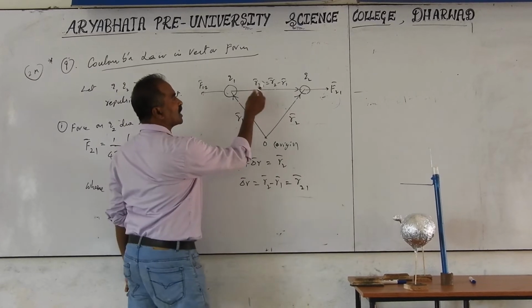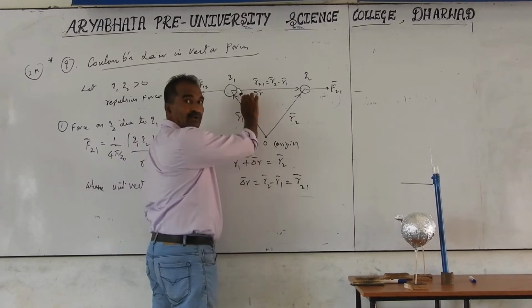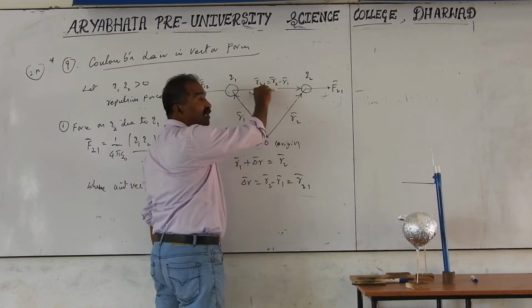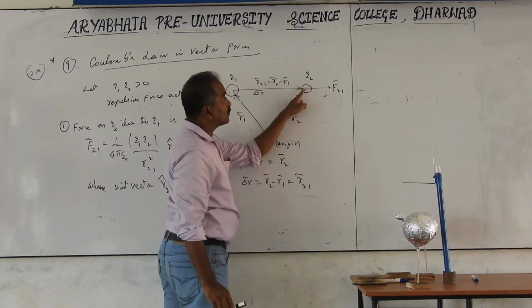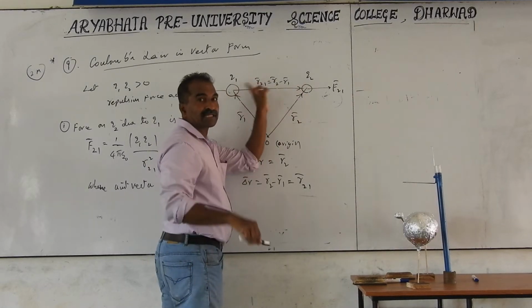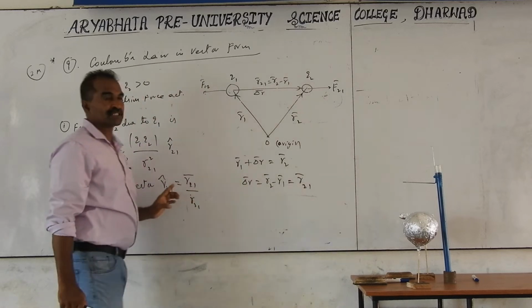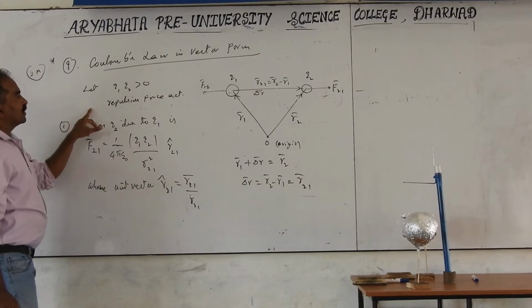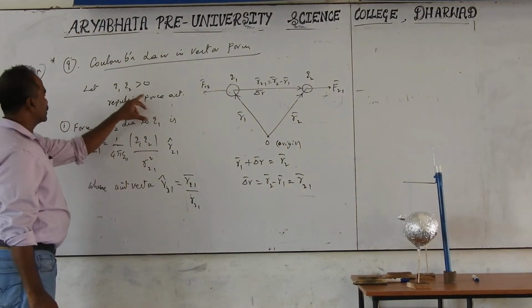R21 is taken from Q1 to Q2. If I take R12 from Q2 to Q1, the reverse, it gets a minus sign, since the vectors are in opposite directions. Then the force will be repulsive for like charges.